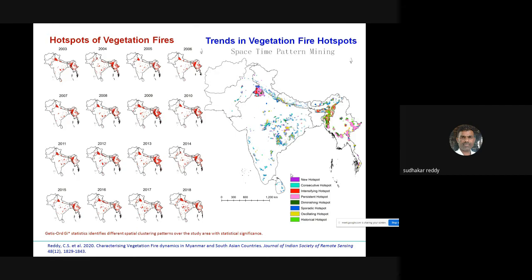Then again, if you look towards the Western Ghats, the majority of the hotspots are sporadic hotspots. It means these are not persistent or intensifying hotspots. They are on and off. It means for 1 year or 2 years they represent a hotspot, but in some years these areas have no fire disturbance.